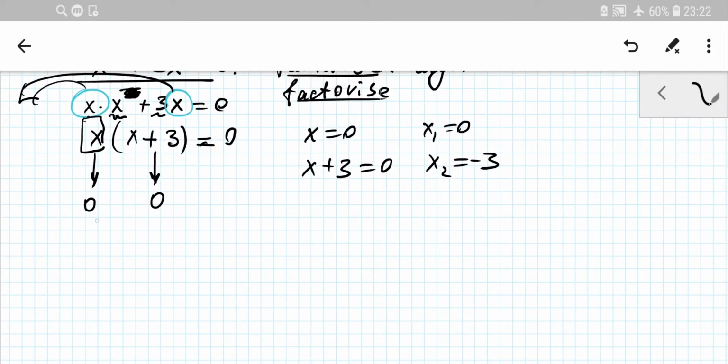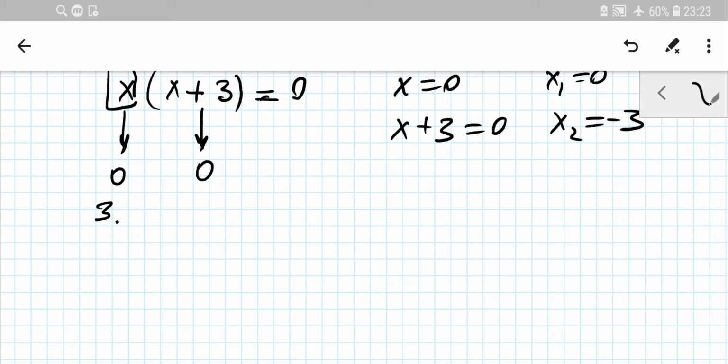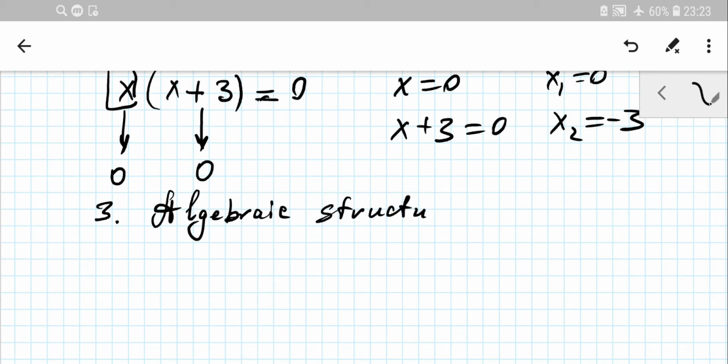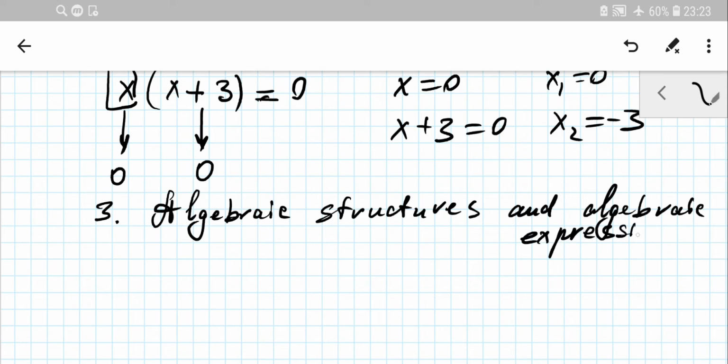Now let's consider the third type of questions. So this is algebraic expressions or algebraic structures. So what might you do with that? For example, you might be asked to multiply, like simplify. So the main question here is to be able to simplify. So simplify the following algebraic structure.